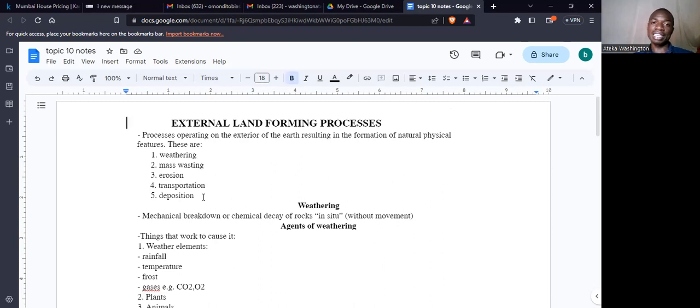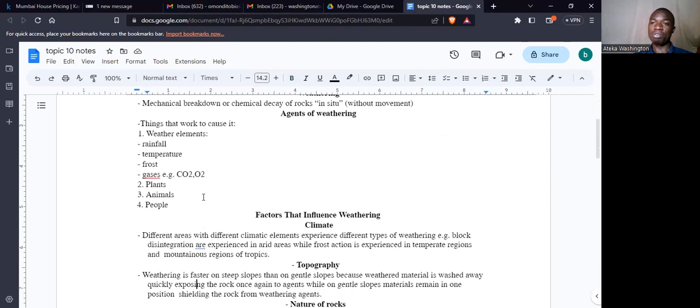So note that external landforming processes are processes that occur on the Earth's surface. We can also call them exogenic processes, and they result in the formation of different features on the Earth's surface. The processes which result in the formation of those features are weathering, mass wasting, and erosion. Movement of materials involves transportation, and we also have deposition. Now, in today's class, I only want us to focus on one thing.